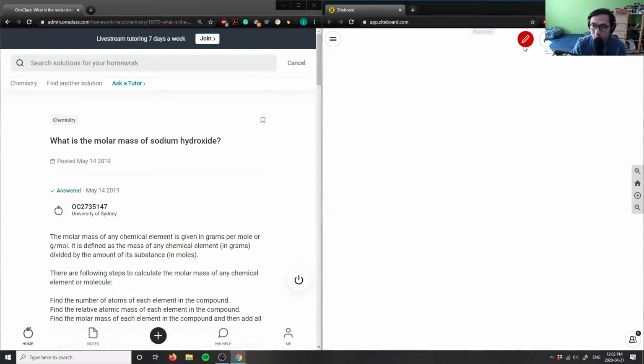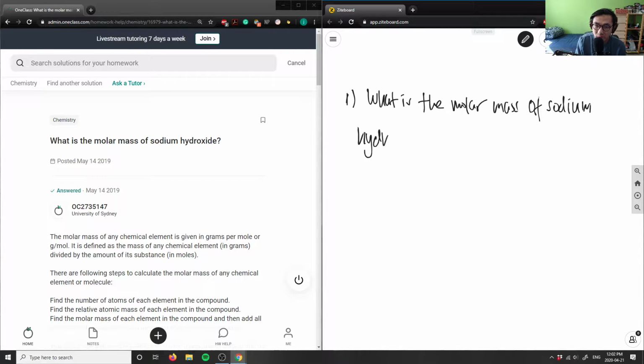First question here is, what is the molar mass of sodium hydroxide? Take a moment to think about this question. How do we find the molar mass? What is the molar mass? And then we have to figure out, what is sodium hydroxide? How do I find the chemical formula?